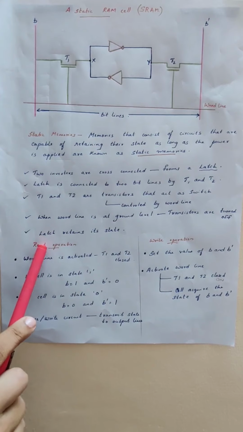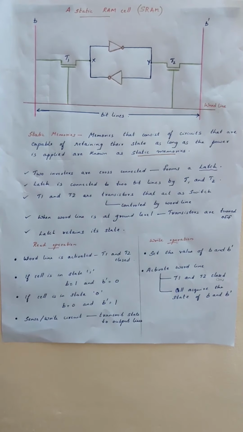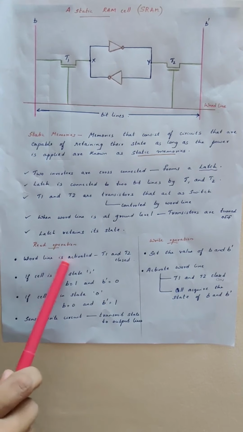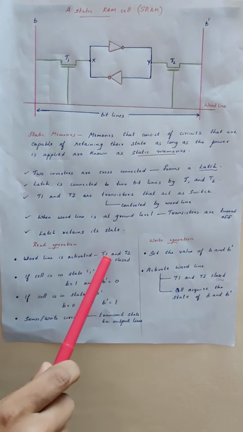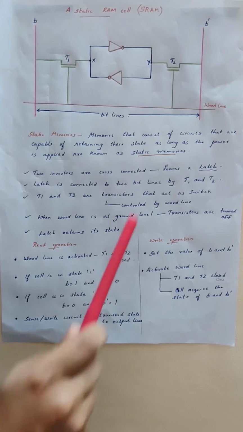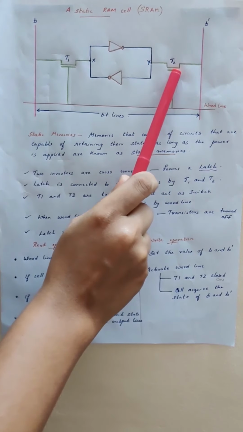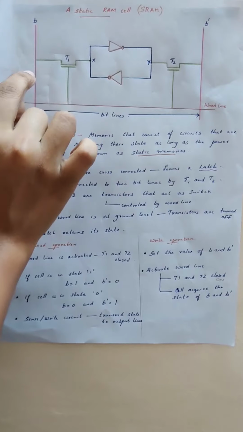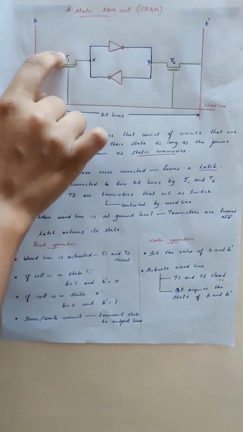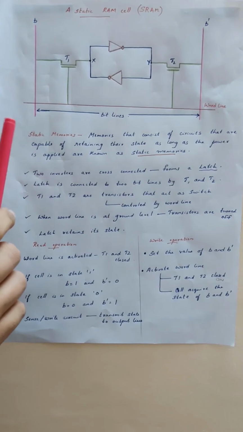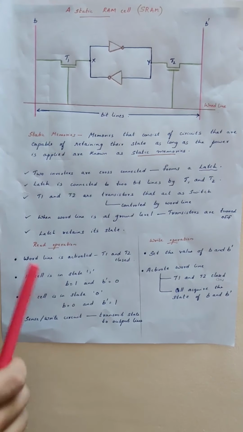Now we'll see the read operation and write operation. So how does a read operation happen? First, the word line is activated. That means the transistors T1 and T2 are closed. So the word line is activated, T1 is closed, T2 is closed. So whatever there is in this cell will be given to B and B dash. Okay. Now let's say the cell is in state 1.